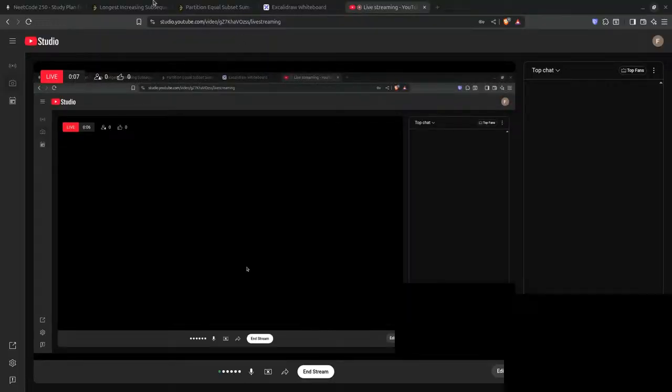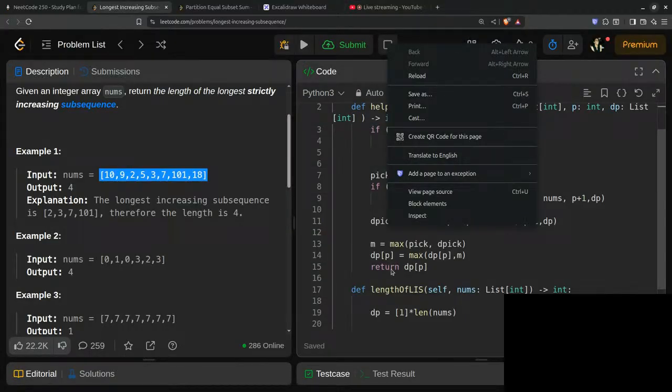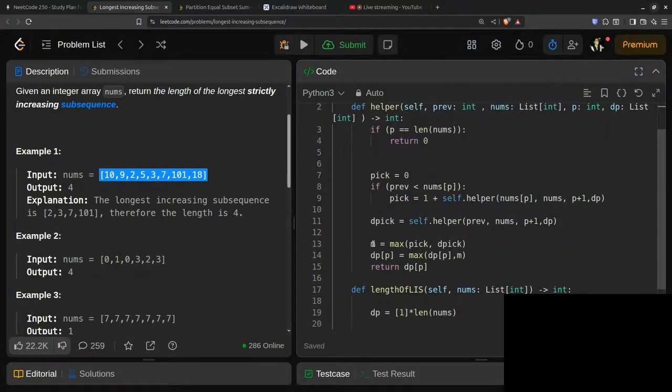So last time I left off at longest increasing subsequence. I wasn't able to figure out why my DP solution is not working. So I think I finally figured it out.